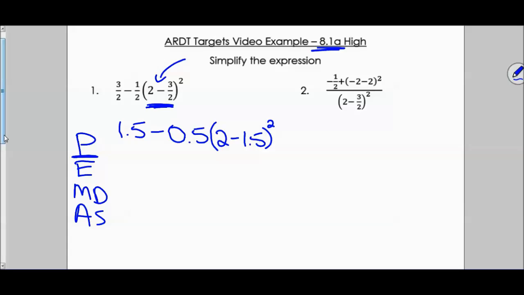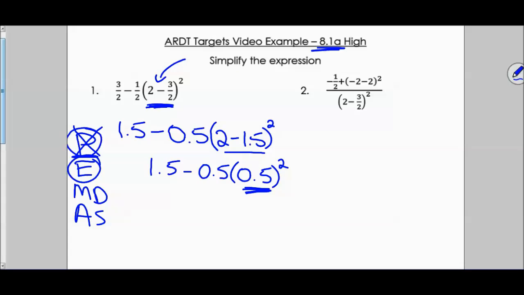Okay? So, like I said, we're working in the parentheses first. We're going to do that subtraction. We have 1.5 minus 0.5 times 2 minus 1.5 is just another 0.5. I want to keep the exponent there. Our next step, we've taken care of anything that we can simplify in the parentheses. We can't really do anything else in there. So we're going to look for exponents. We have an exponent here. We're going to square that. 1.5 minus 0.5 times what's now 0.25.